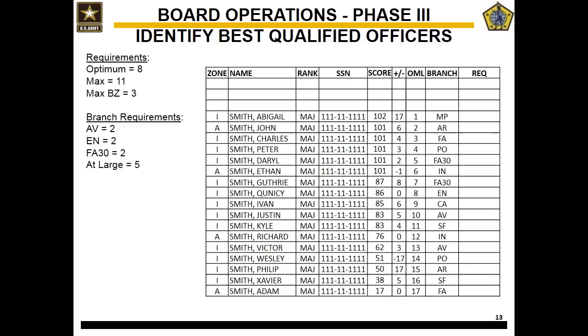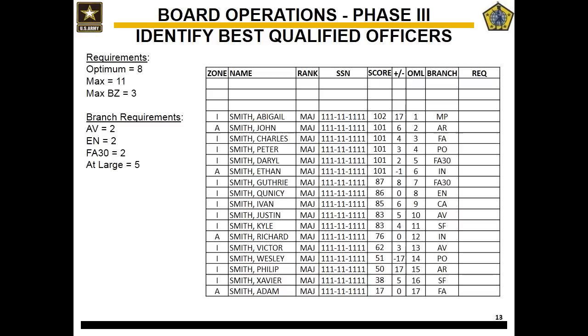The board's MOI will specify selection requirements for each competitive category and possibly for specific branches, functional areas, or skills. In this example, we have the in and above zone OML from 1 through 17. The example MOI specifies an optimum selection of 8, a maximum selection of 11, and maximum BZ opportunity of 3. Also in this example are specific branch requirements for aviation, engineer, and functional area 30. Leaving an at-large selection of 5 officers from the operations competitive category.